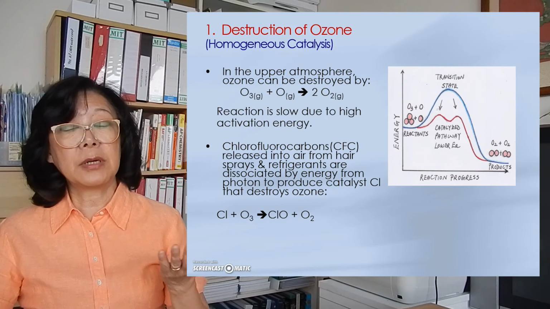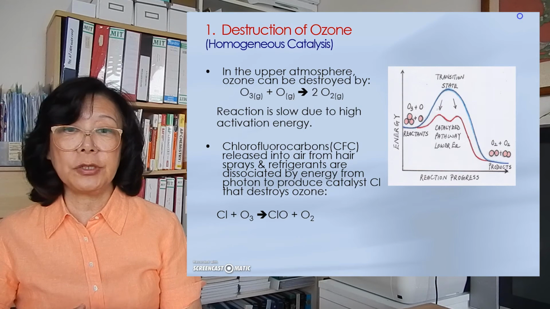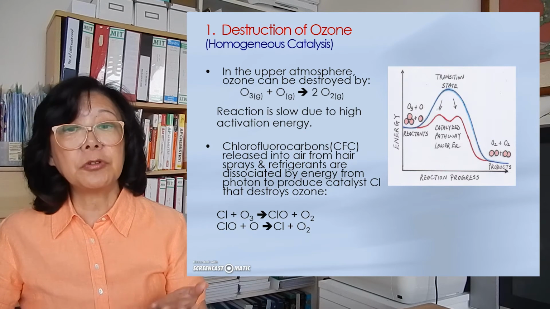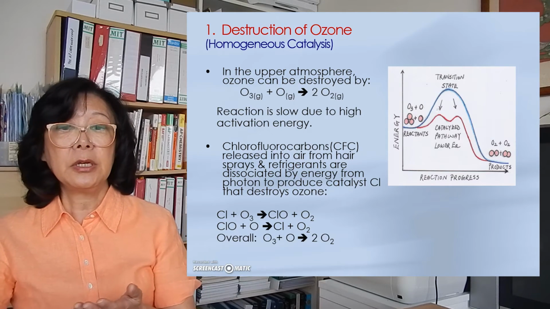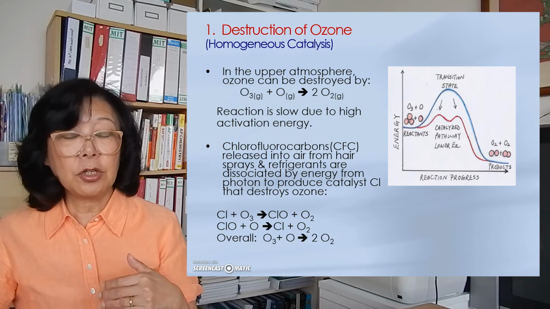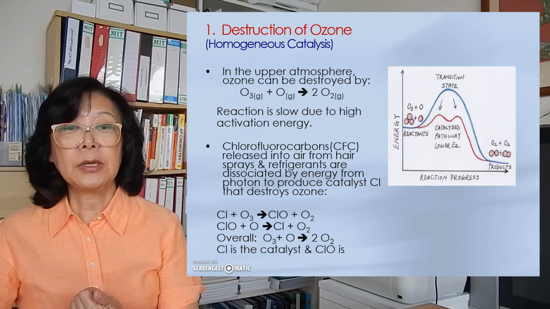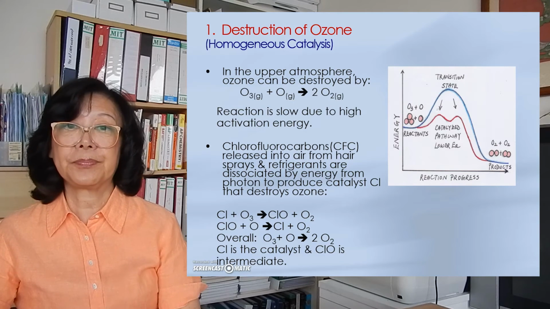The Cl reacts with the ozone to form ClO and oxygen. And then the ClO reacts with the O to form chlorine and O2. Now the Cl is regenerated, so the Cl is the catalyst. Overall, ozone and O form 2 moles of O2. The Cl is the catalyst, but the ClO is the intermediate.